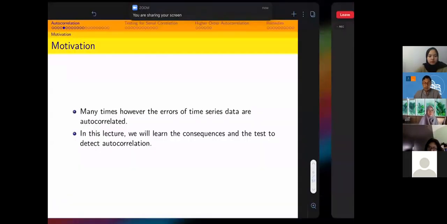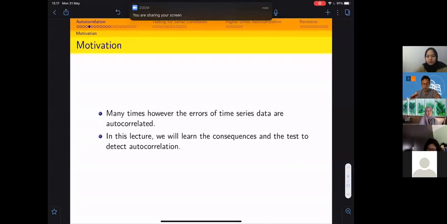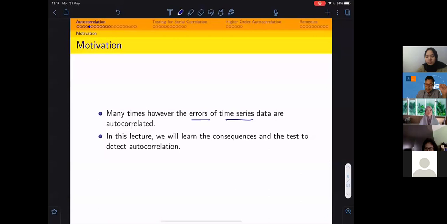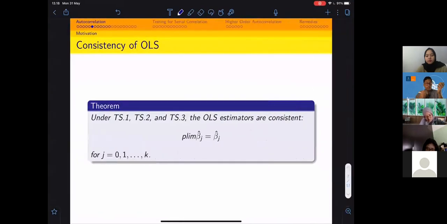All right. Okay. So as you can see from the correlogram analysis of the residual, you'll see that the errors of the time series data are autocorrelated. Okay. So again, in this lecture, we're going to learn the consequences of serial correlation, how to detect the autocorrelation, and then a remedy to actually address the issue of autocorrelation.